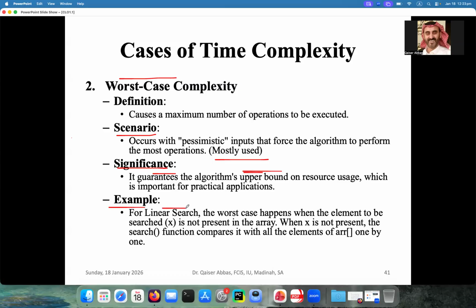Example for linear search: what is the worst case for that? When the element is not available in the array. If the array has 5 elements, then you have to do 6 comparisons to determine that element X is not there. So the scenario for this linear search example is when element X is not there, then you have to do the maximum comparisons. You can read the example from here.